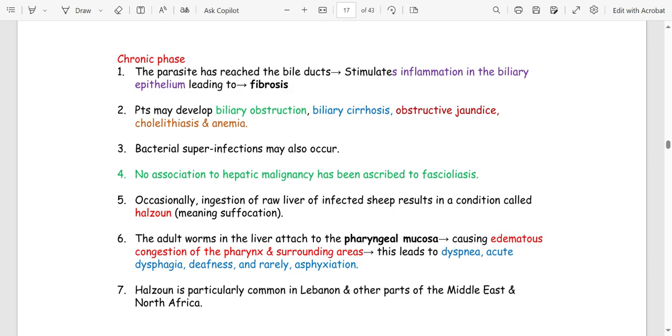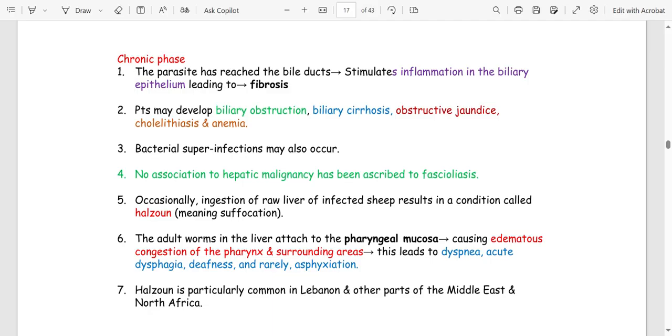So there's really no association with hepatic cancer being described with fasciolosis. In other words, when you have Fasciola hepatica, there's not really any association with it causing cancer of the liver. Okay, so occasionally ingestion of raw liver of infected sheep will result in a condition that is called halzoun, which means suffocation. So if you get the raw liver of the sheep and you eat it, you can get that if that liver has this Fasciola, and that disease is halzoun.